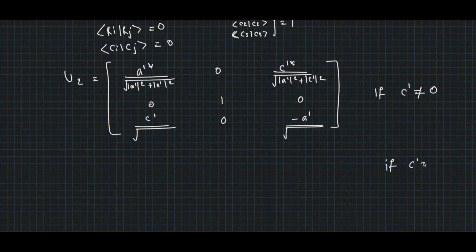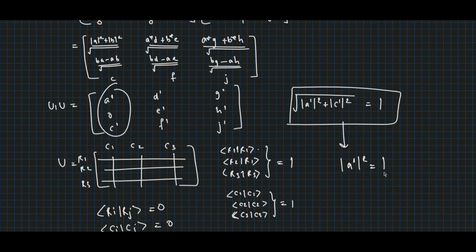If C dash is 0, then U2 would be equal to A dash star 0 0 0 1 0 0 0 1. Also, if C dash is 0, A dash square would be equal to 1.